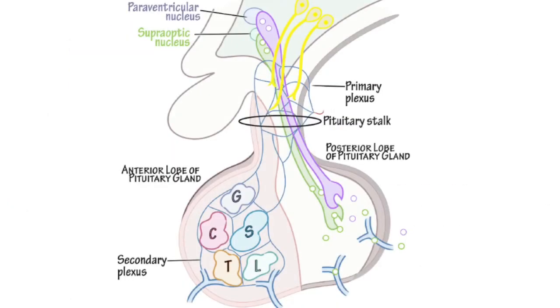So an experimental evidence to prove this fact that these hormones are actually stored in the nerve endings is that when you cut the pituitary stalk, you will find out that these hormones will be dripping from the cut end of the nerve endings. Okay, so that is what you use to prove that these two hormones are stored in the nerve endings of the posterior pituitary gland.